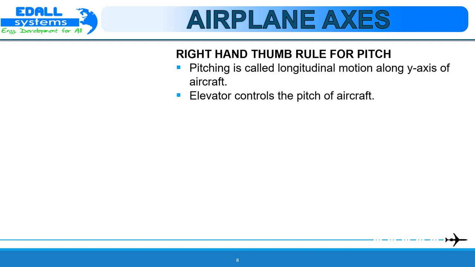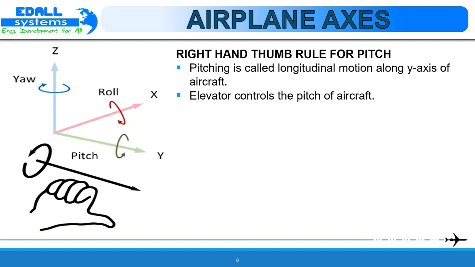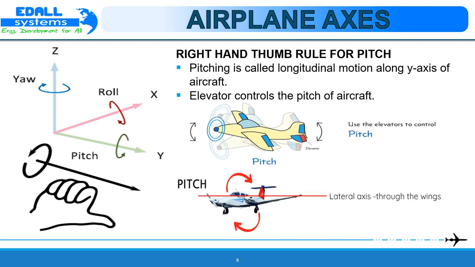The right-hand thumb rule for pitching. Pitching about the y-axis is also called longitudinal motion. The elevator controls pitch, hence it is known as a longitudinal control. As we can see, when we point the thumb towards the y direction, the four fingers are curled, which says that when the aircraft acts about the y-axis, the pitching up and down takes place.